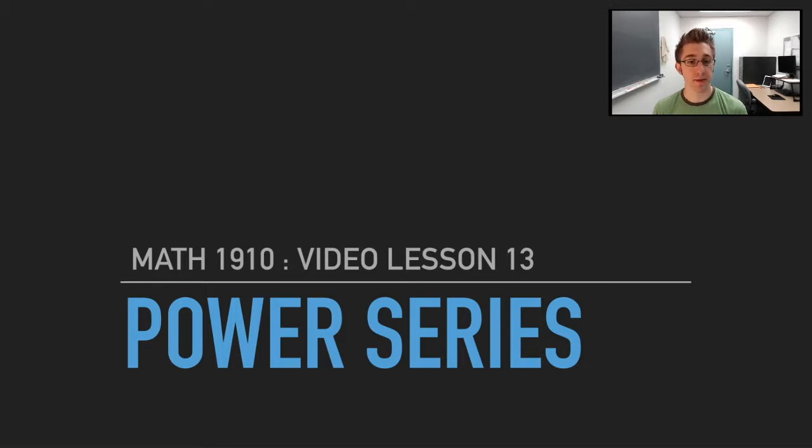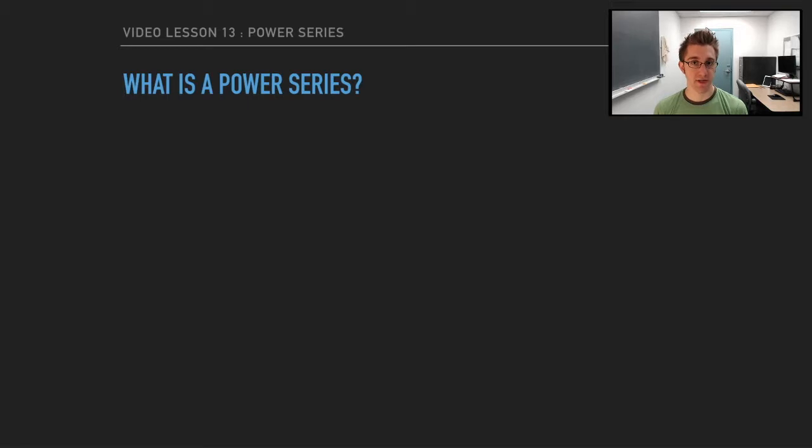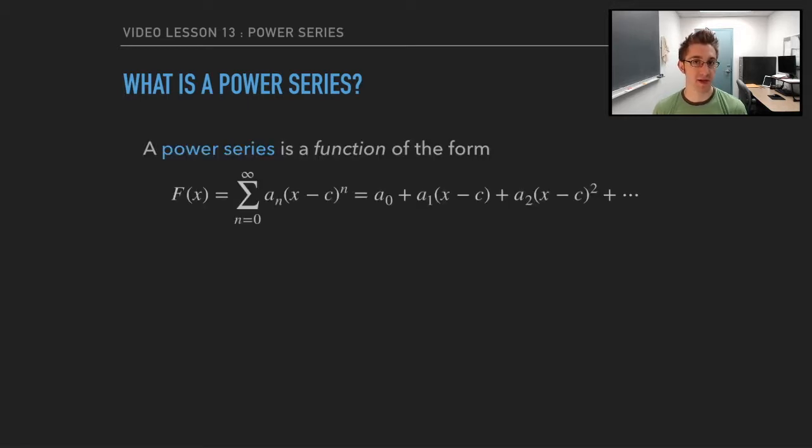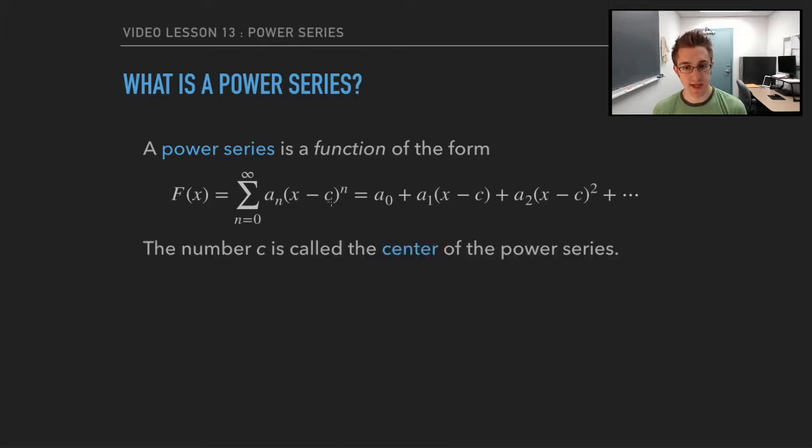Let's get started. So a power series is a function where every input gives me a different infinite series. It's a function that looks like this. The terms are, I have a coefficient a_n, and then I have (x minus some number c) to the n. So each term is a different power of x. This number c here is called the center. We'll talk a bit about that later.